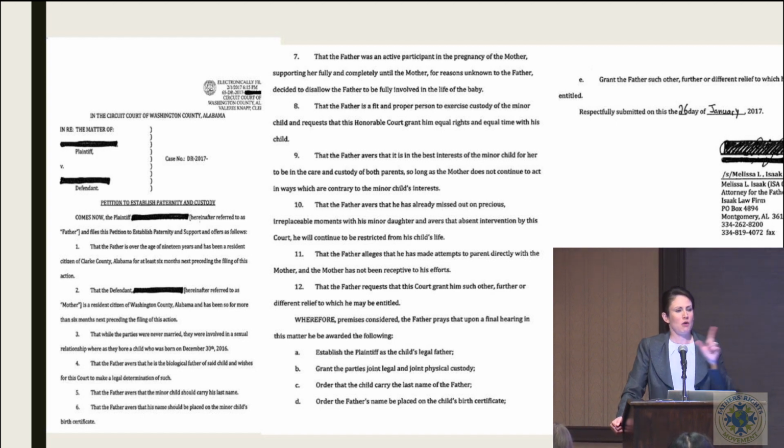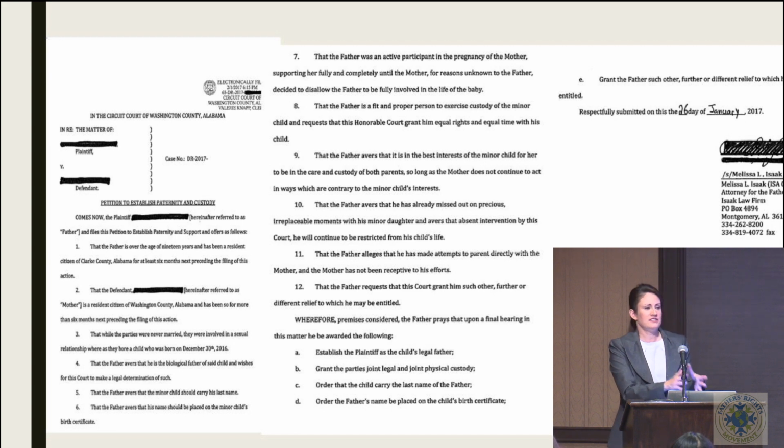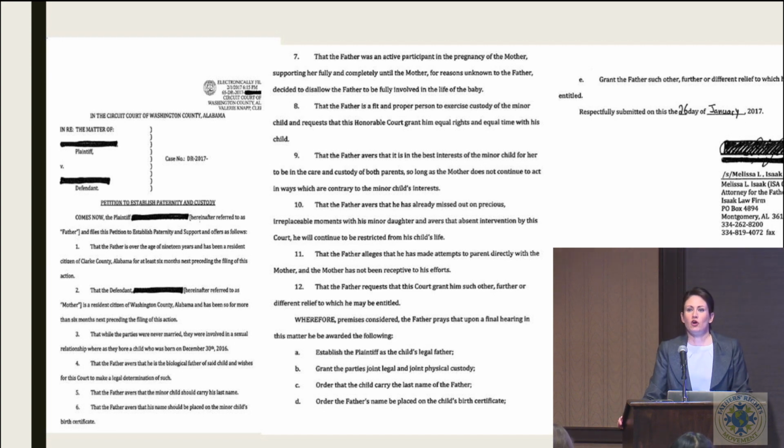Okay? So now we're alleging the relationship. The father was an active participant in the pregnancy of the mother, supporting her fully and completely until the mother, for reasons unknown to the father, decided to disallow the father to be fully involved in the life of the baby. Okay? He was a fully involved, engaged father. Now, we're telling the court, this is the petition, dad's fully involved. We don't have to go into everything.